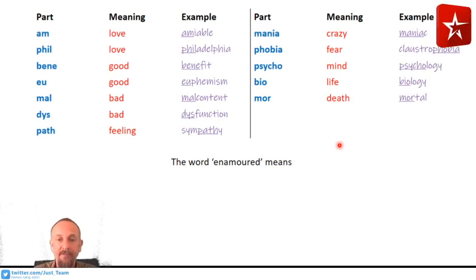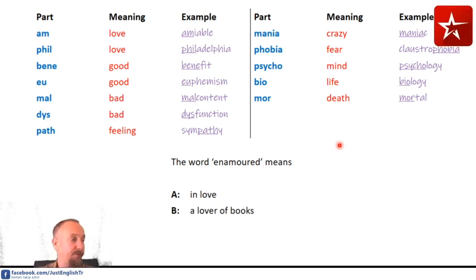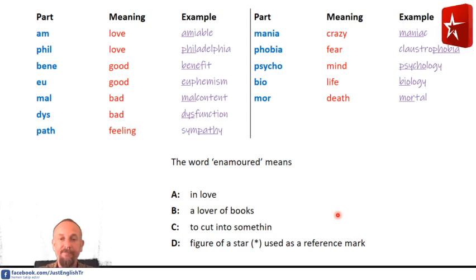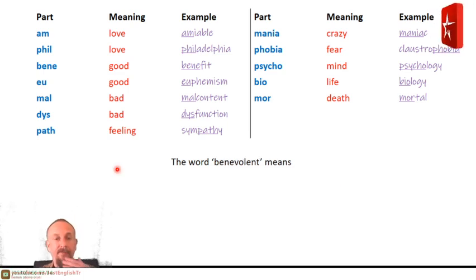The word enamored means A, in love, B, a lover of books, C, to cut into something, or D, figure of a star used as a reference point. I'll give you a couple of seconds to answer that. Enamored. There we go. Renna says C. Or was that for the previous question? I'm not sure. So let's move on to the next one then.